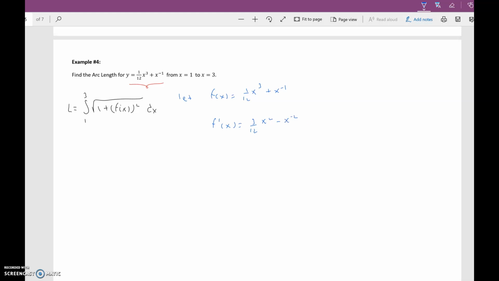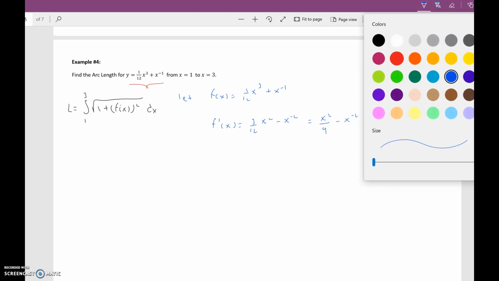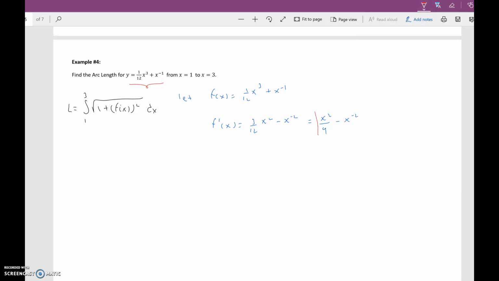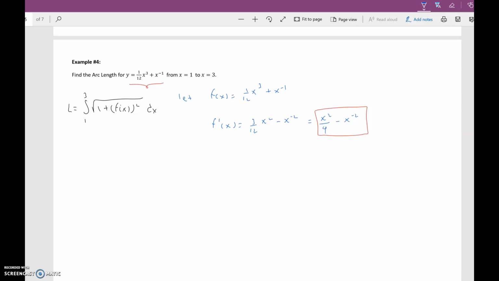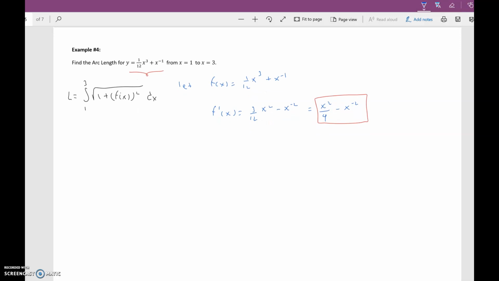And let's simplify this as much as we can. So we're looking at x squared over 4 minus x to the negative 2. Let me fix this. It's a 4. So that would be the derivative. And let me do the squared portion before we actually plug it into the square root. Otherwise it'll be very messy.